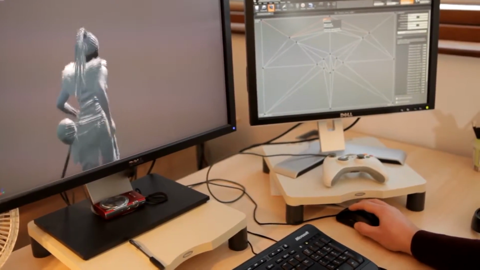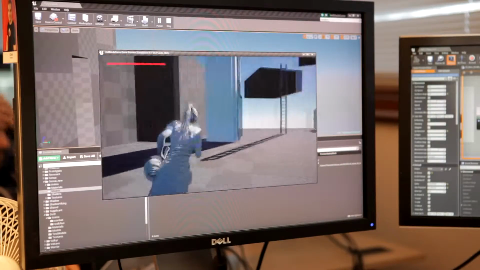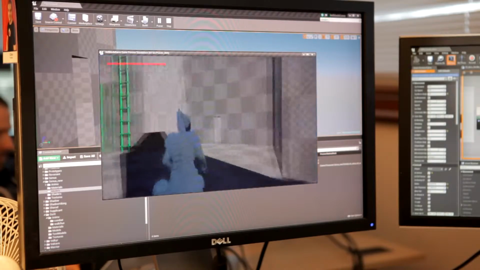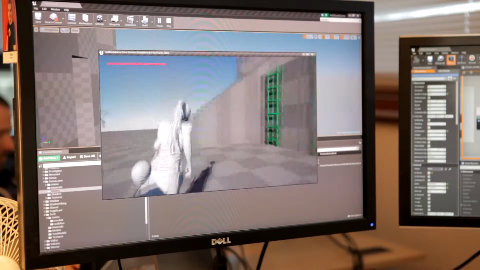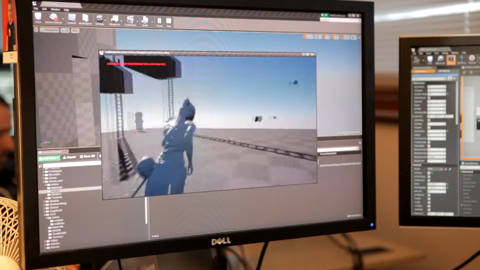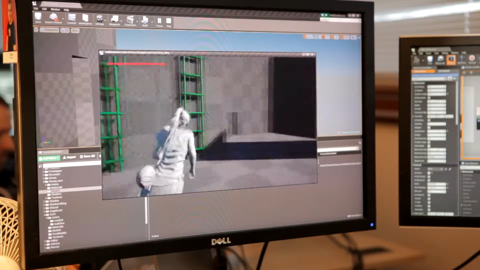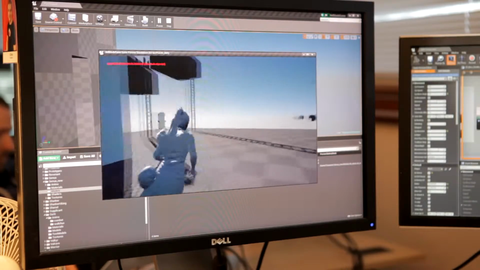To add to the responsiveness, we added things like having her lean in the direction that you're running in. It gives you a response straight away as soon as you start turning the stick. It just feels more natural than her running in a straight line all the time.